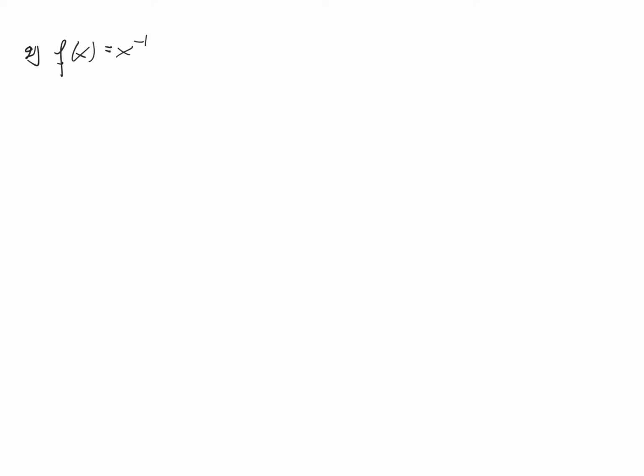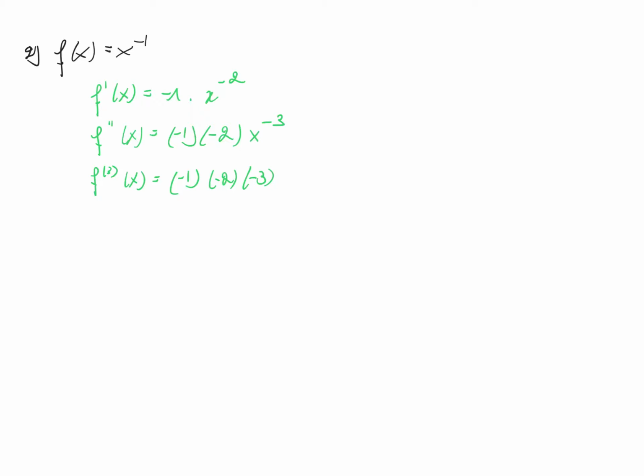If we do the same for the inverse of x, so x to the power minus 1, my first derivative of x is minus 1 times x to the power minus 2. For the second derivative, we will keep the notation, it's minus 1 from the previous, times minus 2 times x to the power minus 3. The third one becomes minus 1, minus 2, minus 3 times x to the power minus 4, and so on.